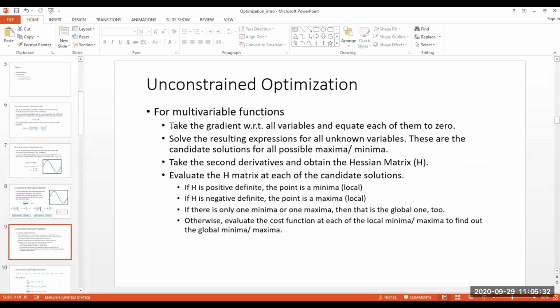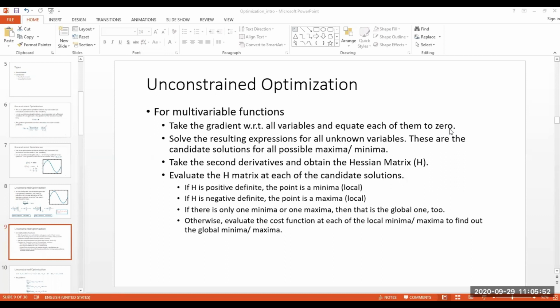Okay, so first of all, again, we have to take the gradients. We have to take the gradient with respect to all variables. Let's say you have x1, x2, x3 up to xn. You have to calculate the gradient with respect to all variables and equate each of them to 0 separately. That condition has to be satisfied.